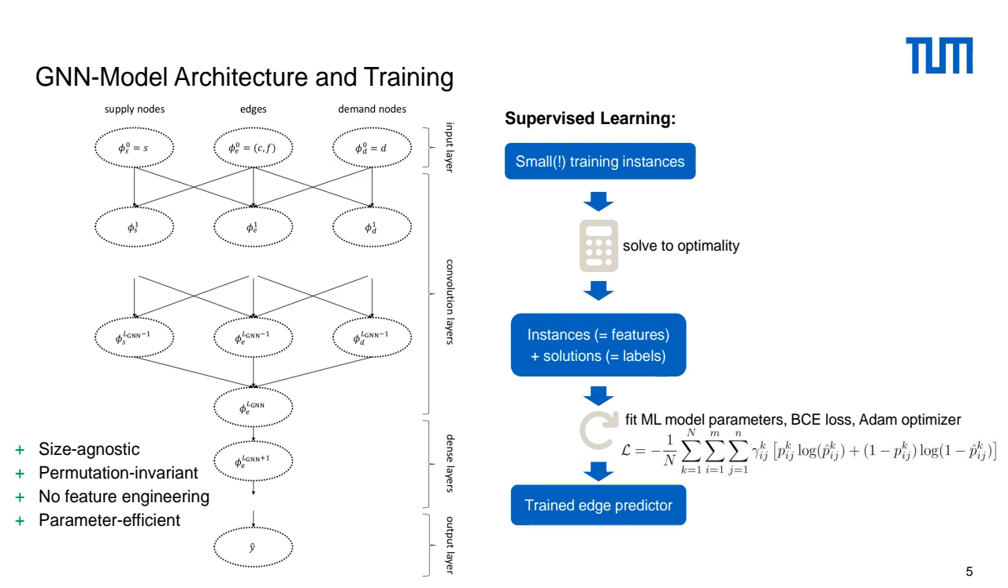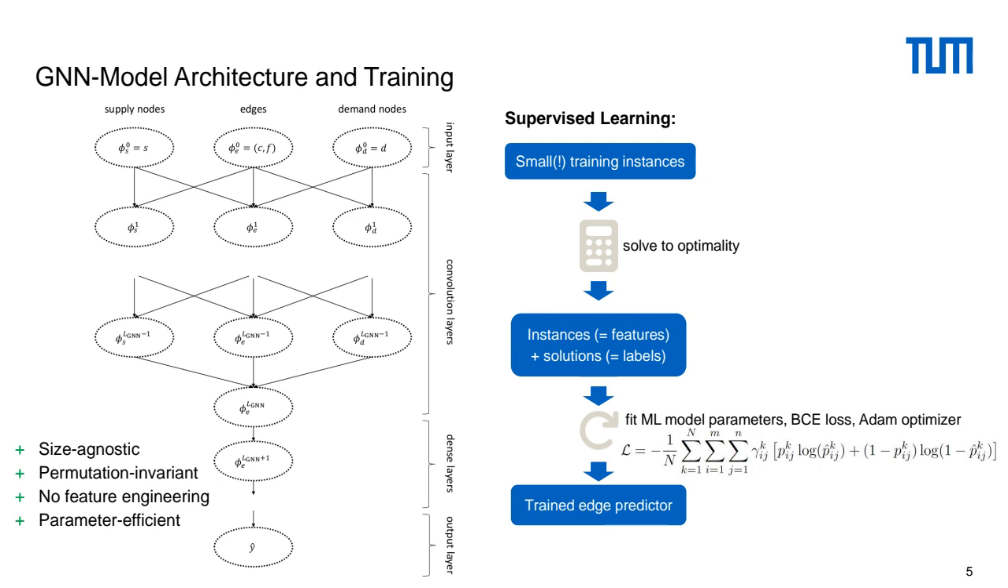For example, looking at supply nodes, we would take the supply node feature vector from the previous layer and combine it with feature vectors of the incoming edges. And we do this over multiple layers. With each layer, the objects gain a better, let's say, understanding of their embedding in the overall problem.